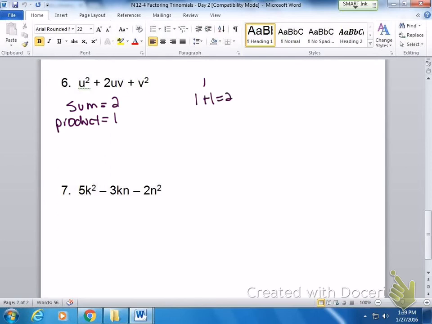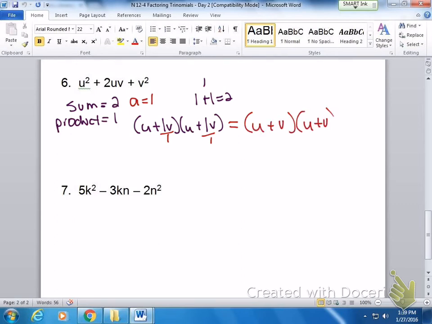So there's our answer. So I'm going to put my u first, but I'm going to put my v second. And then I'm going to put the 1's in front of the v's. They're both plus. Now if you look, our a in this one, guys, is positive 1. If I divide by a positive 1, nothing changes, okay? So you may not have to write what I just wrote. Your answer is u plus v times u plus v.